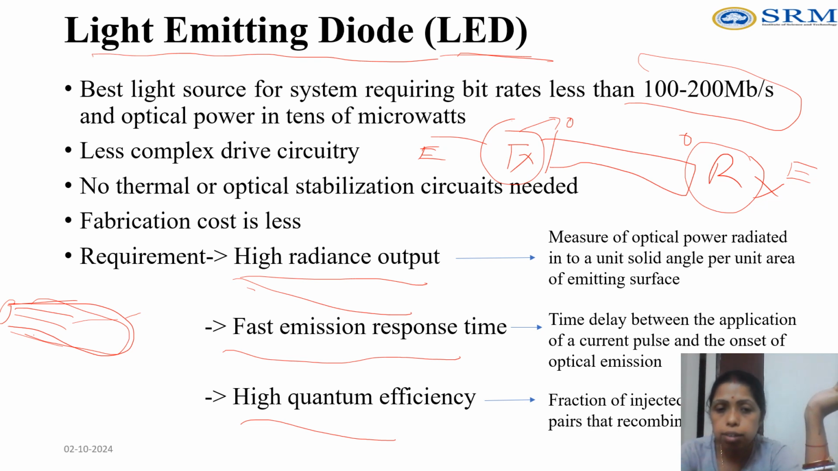And then high quantum efficiency. Quantum efficiency defines how many electrons are injected. Suppose 100 electrons are injected into the device, and those 100 electrons produce photons. That means the efficiency is high. The ratio between the electron injection and the production of photons defines the quantum efficiency, and it should be high. If it is less, that means 100 electrons are injected, but from those 100 electrons only a few produce photons. That means the efficiency is low. We have to maintain high efficiency. We have to get high efficiency from the LED.